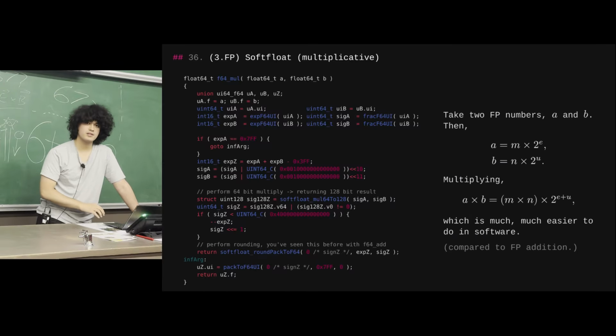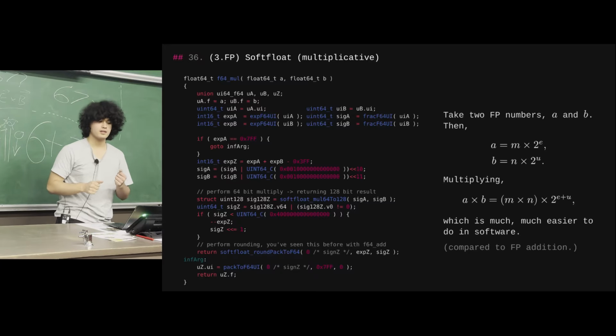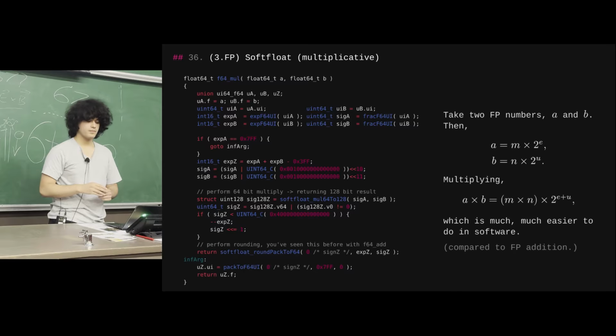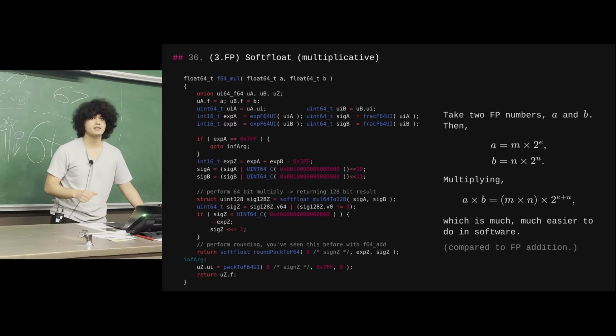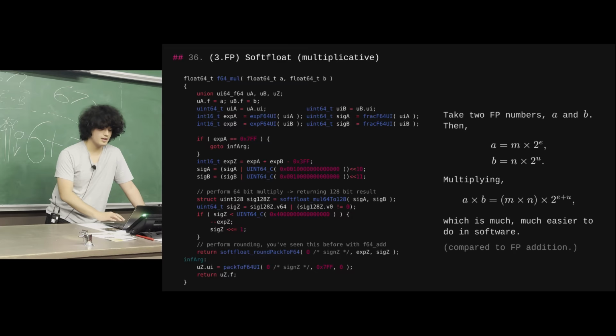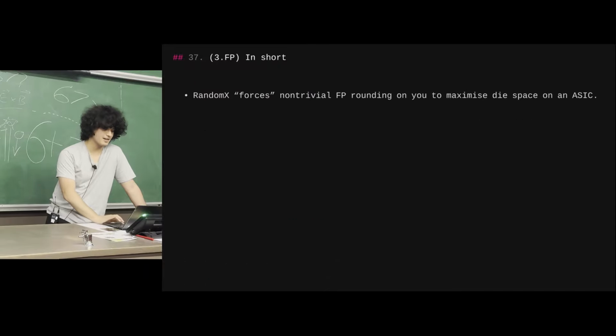A super simple example is as follows. Take two floating point numbers, a and b, and multiply them. You multiply the mantissas and then sum the exponents. It's super simple to do in software. It's much more complicated to do in hardware, but we have multiplication and addition in hardware. It's just integers, right?